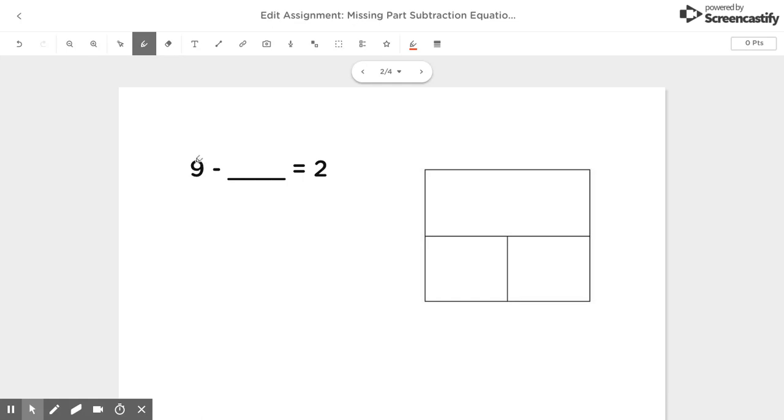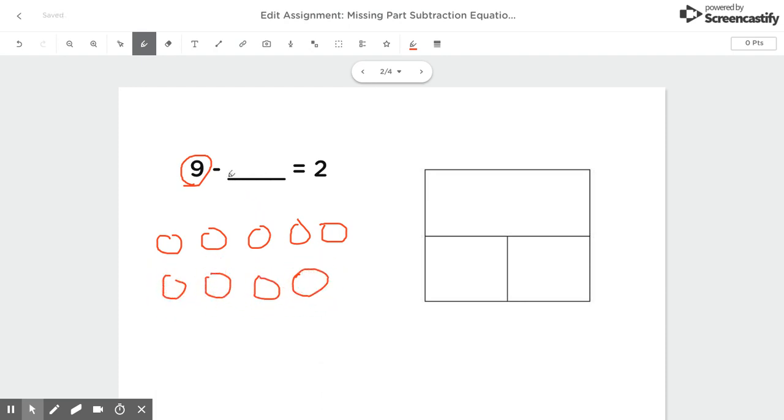So this time my equation says 9 minus blank equals 2. Let's start with a picture this time. So 9 is my whole, remember? So I'm going to start with 9 circles. Then I know I need to subtract some and I want to get down to 2. So if I mark my 2 that I know I have, the rest of them is my missing part. So I have 5, 6, 7.